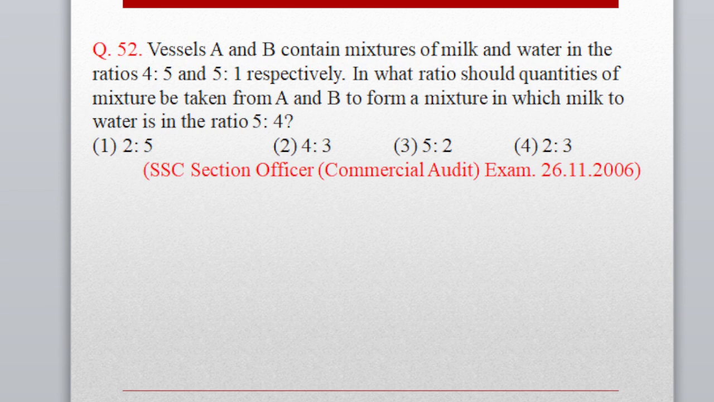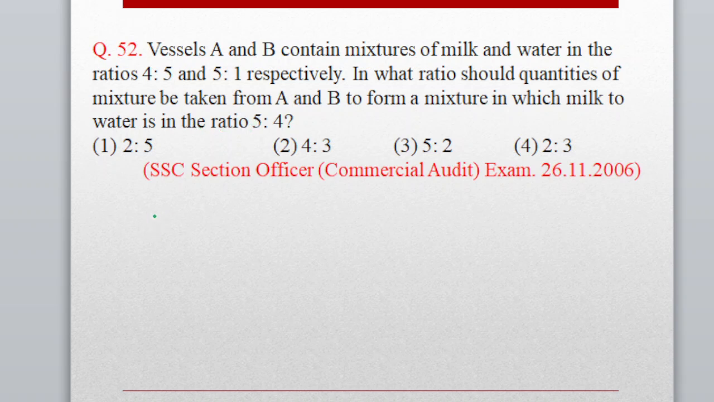Question number 52. Vessels A and B contain mixtures of milk and water in the ratios 4:5 and 5:1 respectively. In what ratio should quantities of mixture be taken from A and B to form a mixture in which milk to water is in the ratio 5:4?